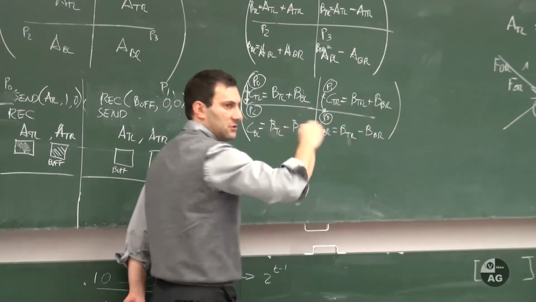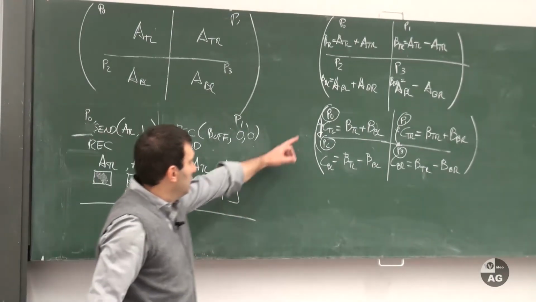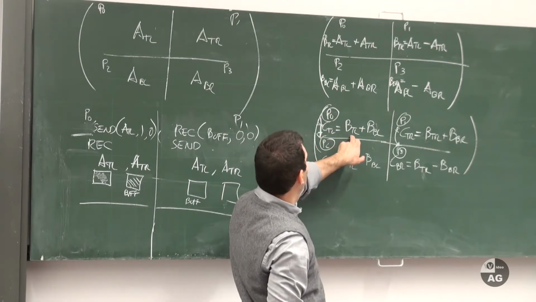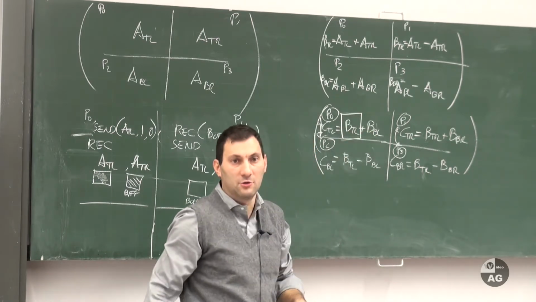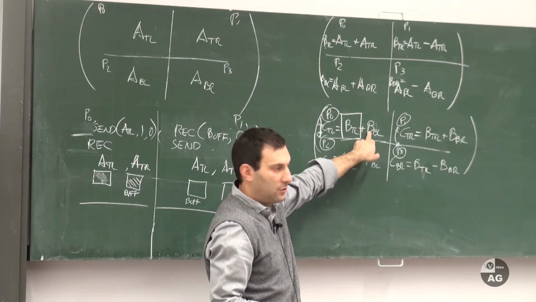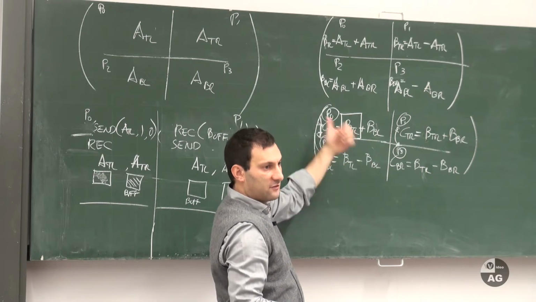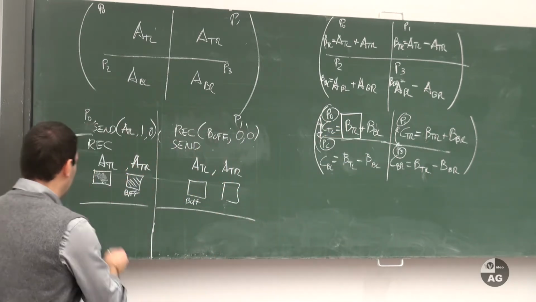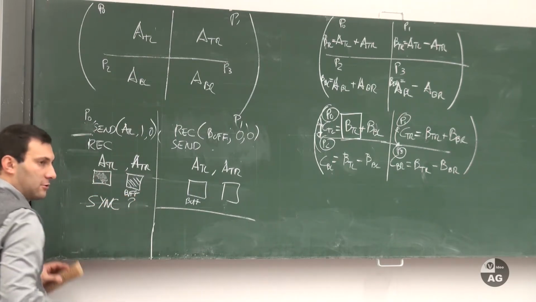Before, the communication was horizontal, now it's vertical. P0 now owns B top left. This is local. In order to execute this assignment, he needs B bottom left. B bottom left is in P2. Vice versa, P2 needs B top left from P0. So there will be a communication between them. And the question is, do I sync or not?